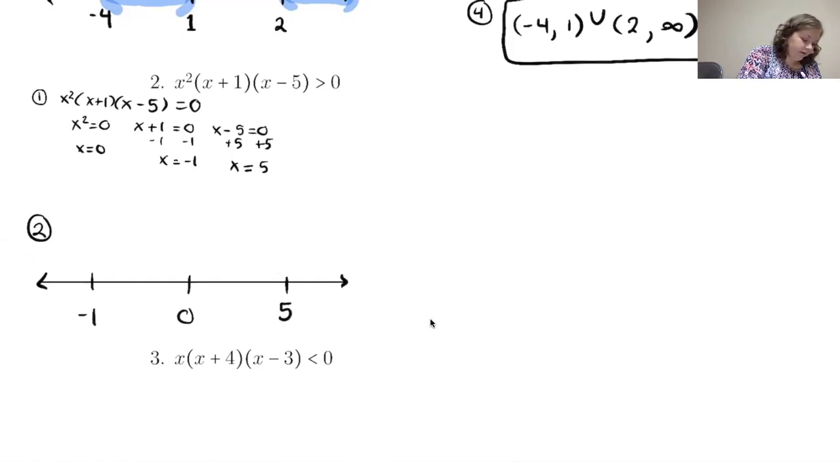And then we will do step 3, which is testing each interval. So you can see here, just like in the last one, we have 4 intervals. One here, one in between -1 and 0, one between 0 and 5, and one greater than 5. So we will test the first one, which will test a number less than, sorry, less than -1.